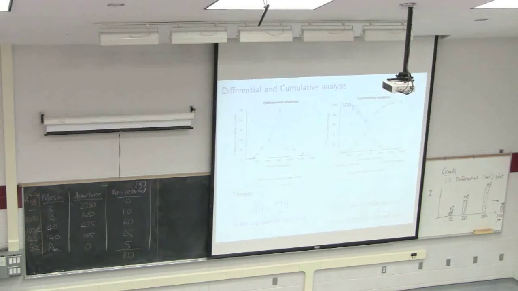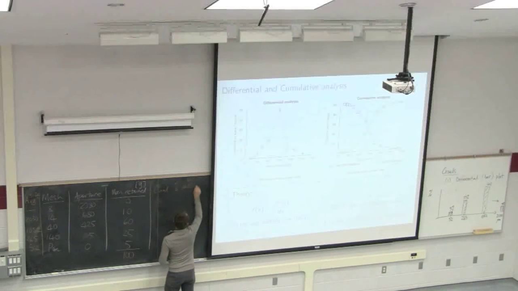So differential analyses are very easily calculated from the table. The next one is I'd asked you to calculate the percentage cumulative. So I should reword that as cumulative percentage passing. Intuitively, it says, let's just take a look at this aperture size, 2380. What percentage of your mass passed through the screen with the hole size 2380? 100% of your mass passed through there because you're left with 0 grams on that screen. Okay, so the interpretation of that column, cumulative percent passing, is quite intuitive.